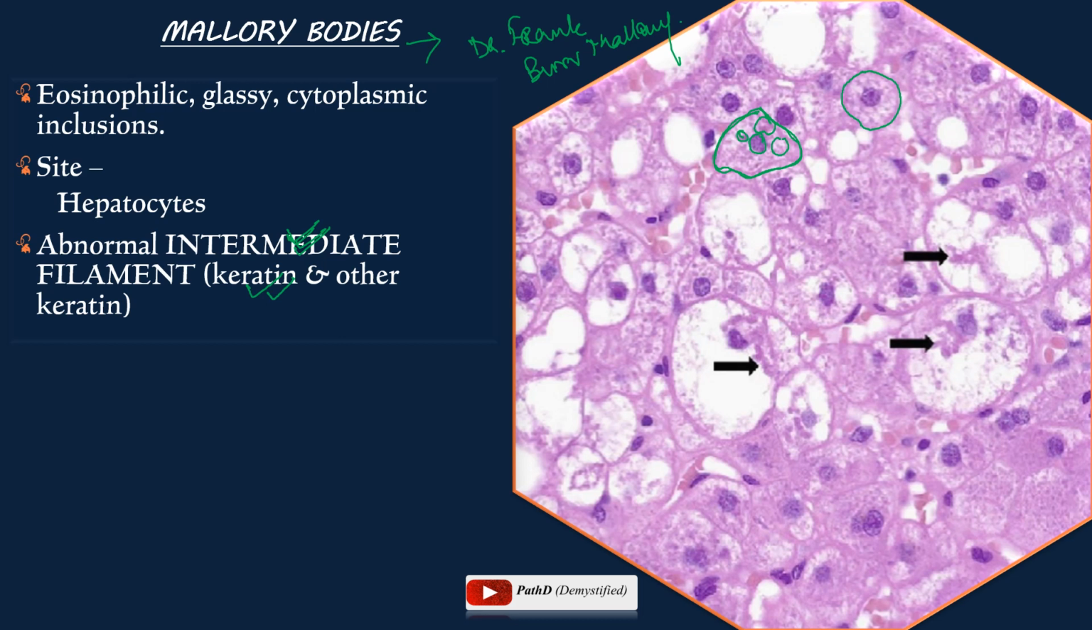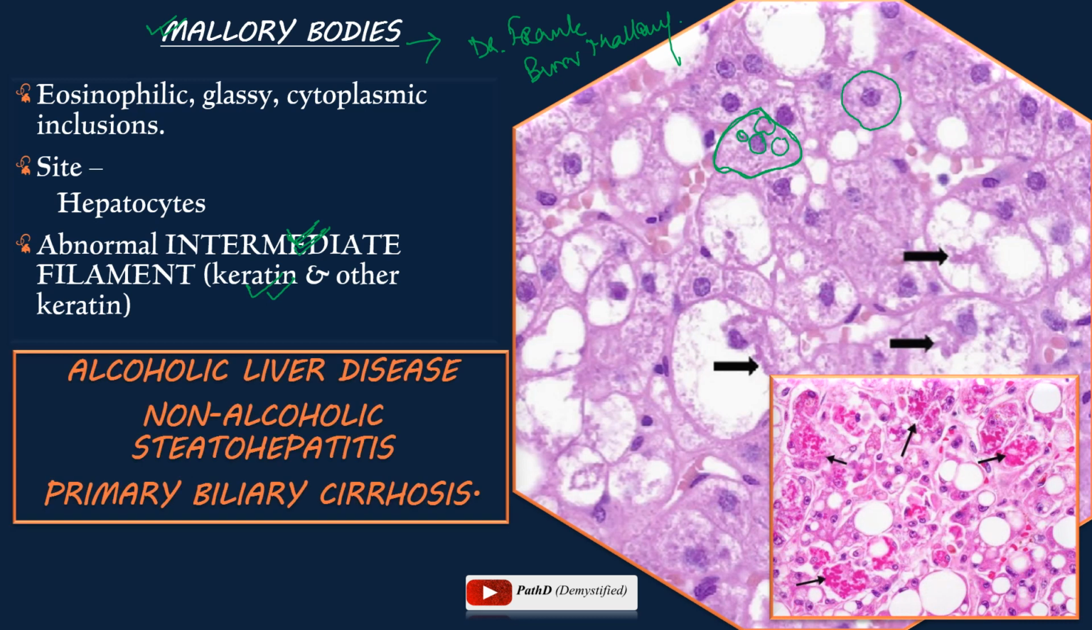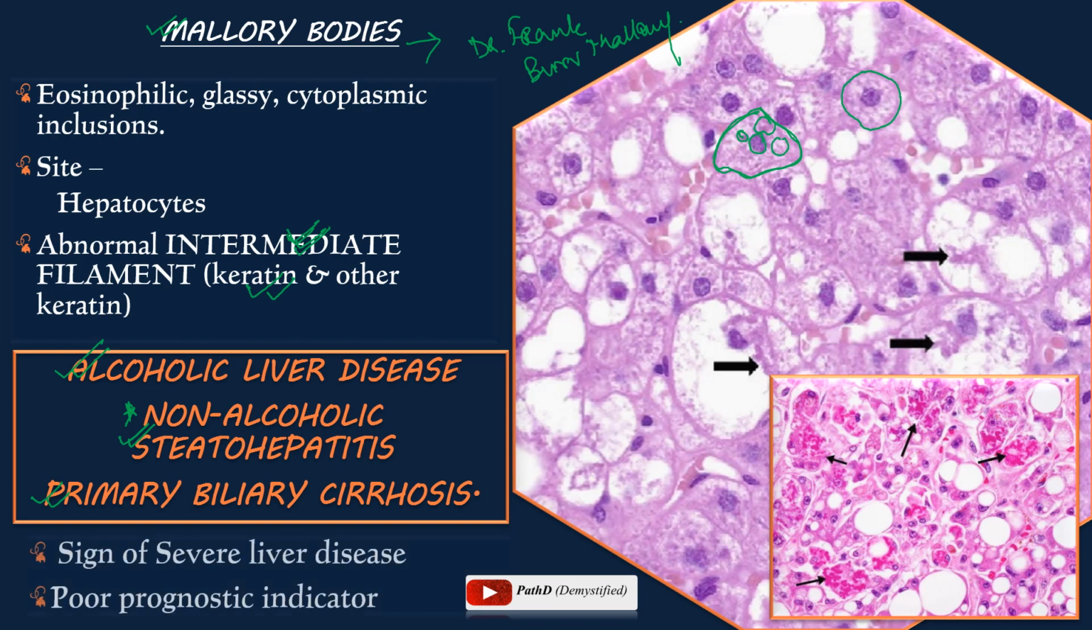Earlier, the presence of Mallory bodies was classically and very characteristically thought to be associated with alcoholic liver disease. But research has now shown that these Mallory bodies can also be seen with non-alcoholic steatohepatitis and primary biliary cirrhosis. The presence of these Mallory bodies within the liver is a sign of severe liver damage and is a poor prognostic indicator for the patients, because they lead to impairment of liver function, tissue injury, inflammation, and overall disruption of the cellular processes.